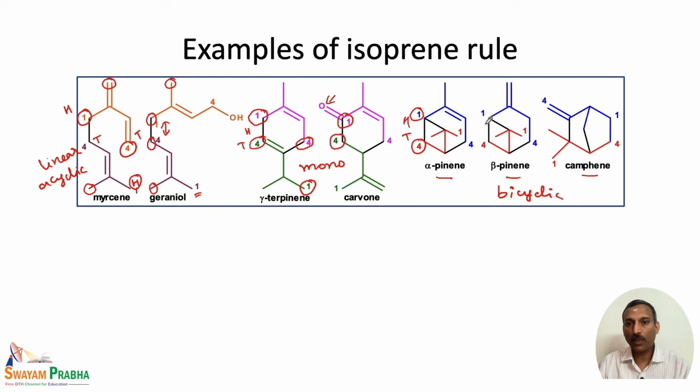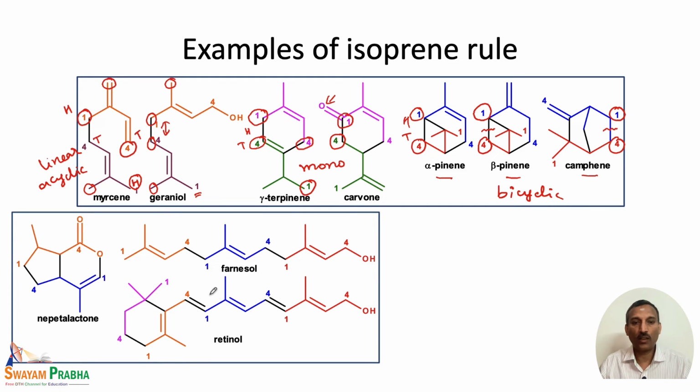Now when we look at the beta pinene, this is also having 1 and 4 carbons that are actually connected through this isoprene rule. So we say this again is a head to tail combination. And when we look at camphene, we are looking at here, that is 1 and 4 carbons which are connected to each other. So this is what we call formed by the isoprene rule. So this way we can actually use isoprene rule to find out how the different types of C5 units are connected in these kind of terpene compounds.